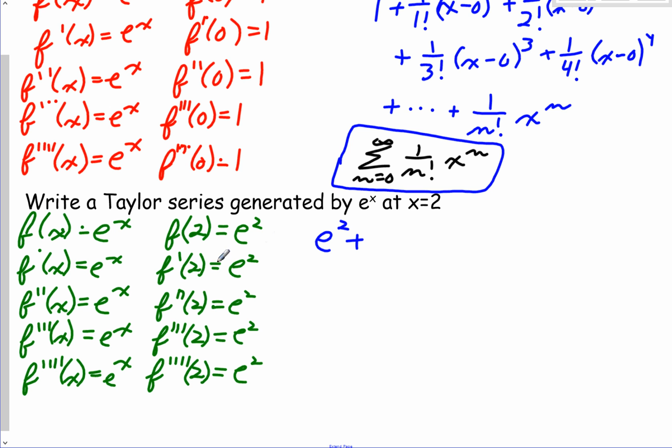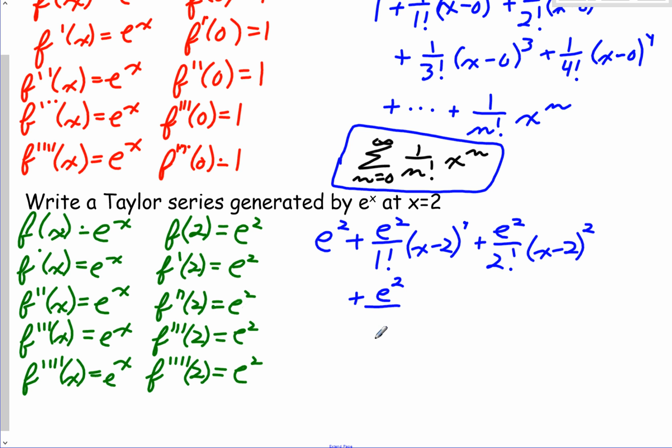For my second term, it's the derivative at the center over 1 factorial times x minus the center to the first. For my next term, it's the second derivative at the center over 2 factorial times x minus the center squared. And for my fourth term, I use the third derivative at the center over 3 factorial times x minus the center cubed. And I'll do another one just because I think I see a pattern, but I want to be sure.